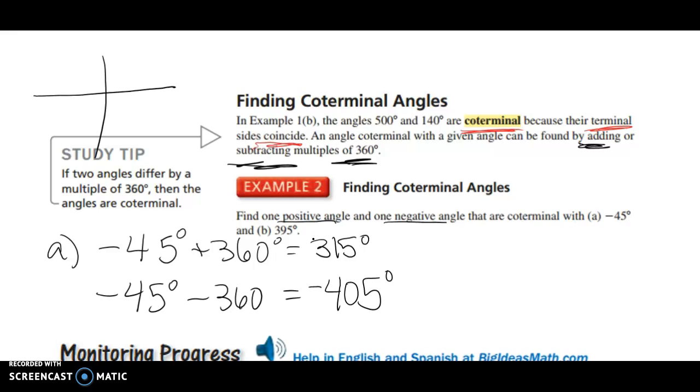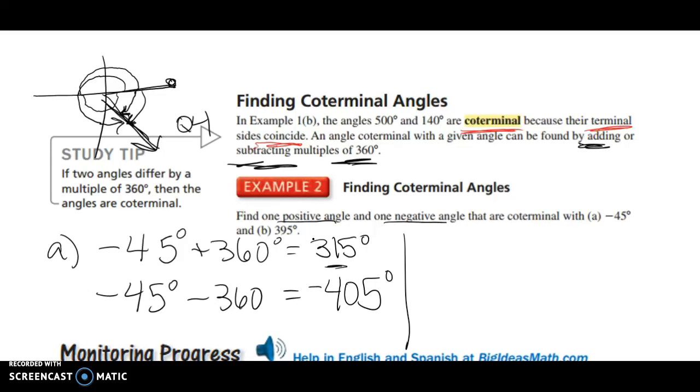If I were to do a quick sketch of negative 45, that means I'm going to go down. I'm going to land somewhere in quadrant 4. If I were to do a quick sketch of 315, that's 90, 180, 270. Yep, I'm going to land right there. How about negative 405? I'm going to go down 90, 180, 270, 360, and a little bit more, and I'm going to land at the same spot. So notice they all land here.